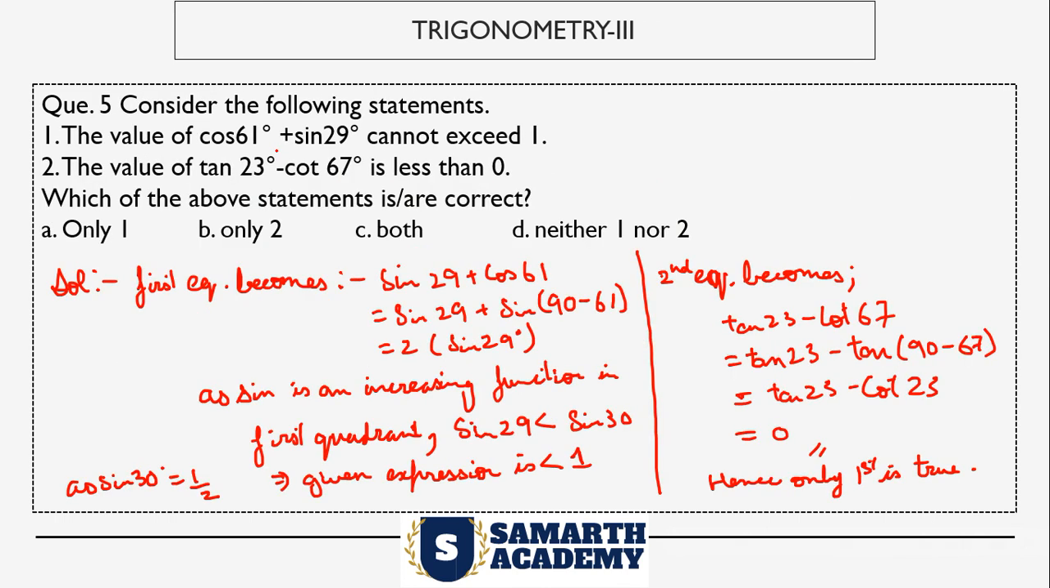Consider the following two statements. First, cos 61 + sin 29 cannot exceed 1. And second, the value of tan 23 − cot 67 is less than 0. Okay, so these are again the allied angles property we'll use. So cos 61 can be written as sin 29, because cos(90 − θ) is sin θ. Similarly, cot 67 can be written as tan 23.